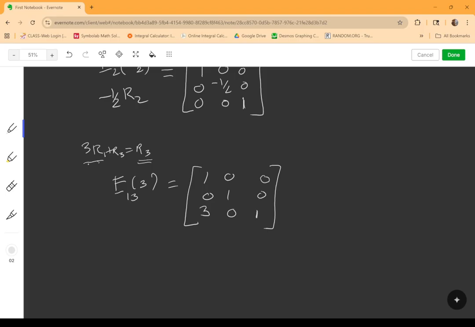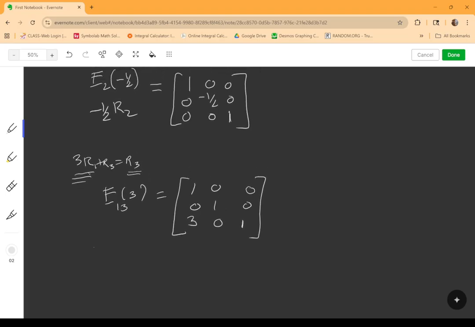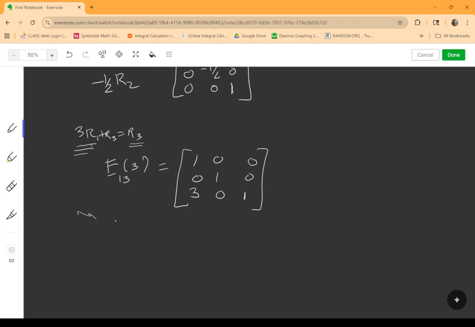Whatever row you're multiplying in, that's the column you're going to be in here, right? And the one that I'm adding to it would be R3, so it shows up in the third row there. So for example, let's say we had our matrix here that represents an augmented matrix. So let's say, how about 1, 2, 1.